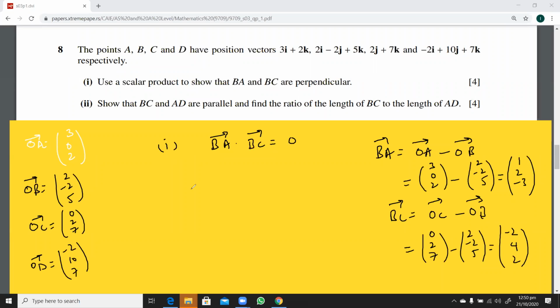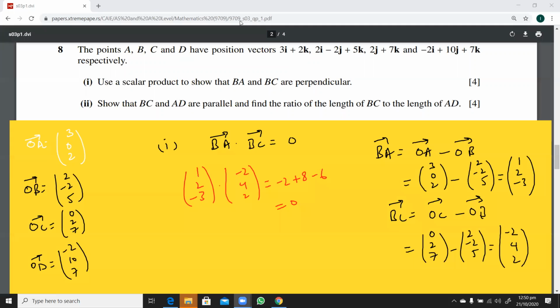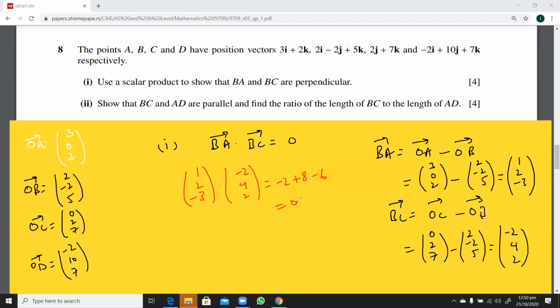Yes? Okay, let's find this BA dot BC. So BA is 1, 2, minus 3, dot this, which is minus 2, 4, 2. So this is minus 2 plus 8 and minus 6. See, we got a 0. So what does this mean? This implies that BA and BC are perpendicular. They are perpendicular.